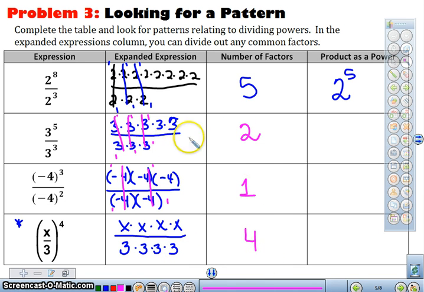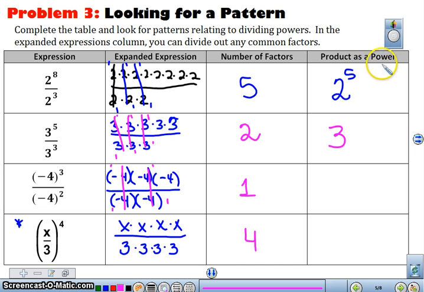Here we're going to write it with how many 3's are remaining, so the product as a power. Remember, when it says as a power, that means you need to have the base and an exponent. So anytime you see that direction, write as a power, that means base and an exponent. So here we're going to have 3 to the second.